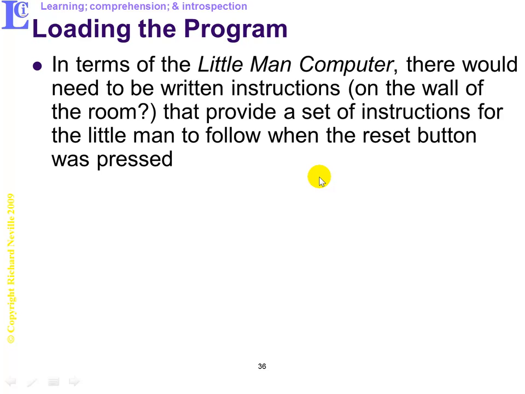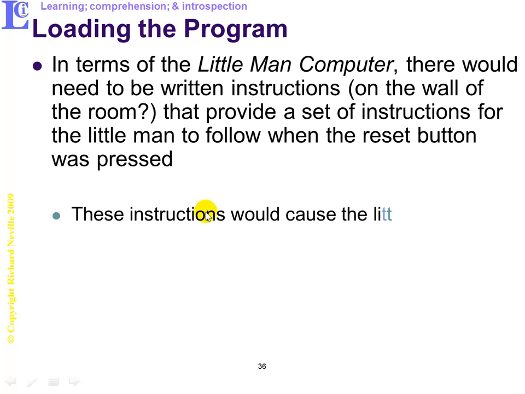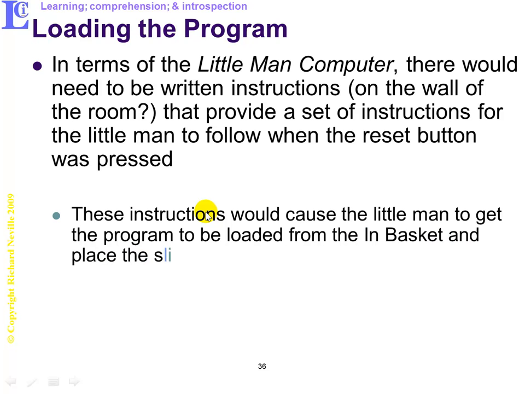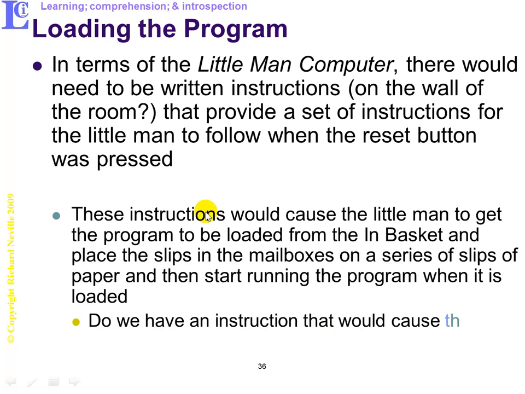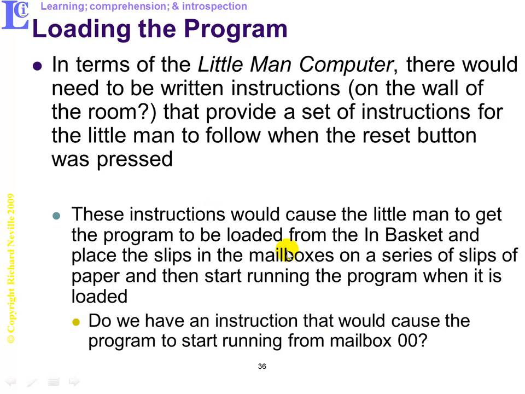So, in terms of the little man computer, we've written instructions in order, in sequence, and we've seen that they're moved into the little walled room, and sets of instructions are then followed one after the other, until the reset button is pressed to reset the program counter to 0. So these instructions, when sequenced through, would cause the little man to perform a set of tasks, maybe using the in and out baskets and moving slips of paper from and to the mailboxes and the calculator.